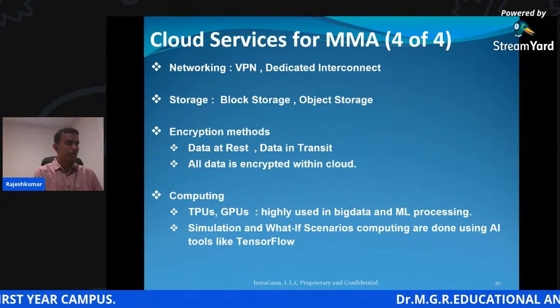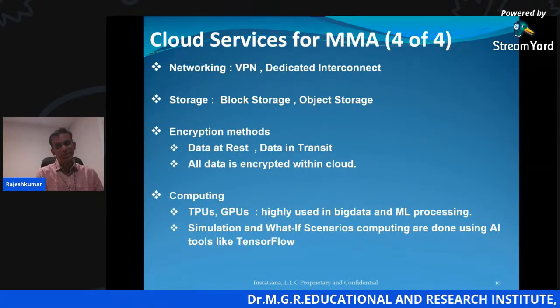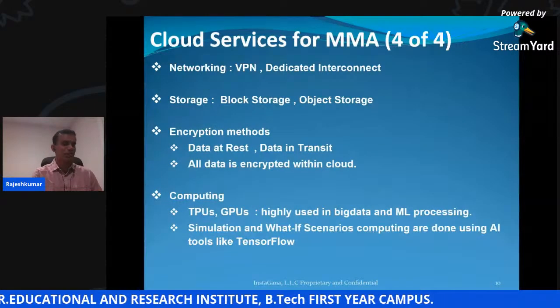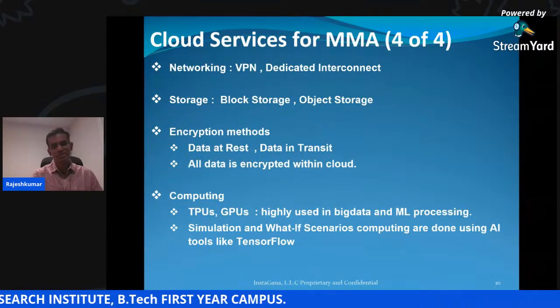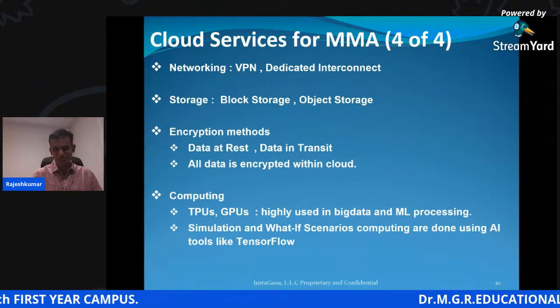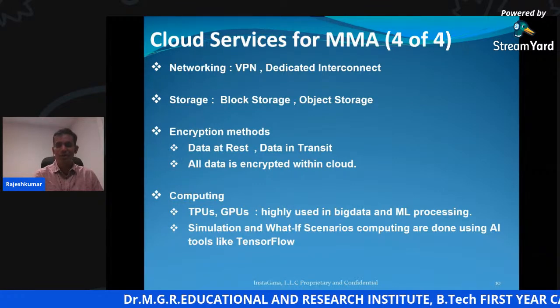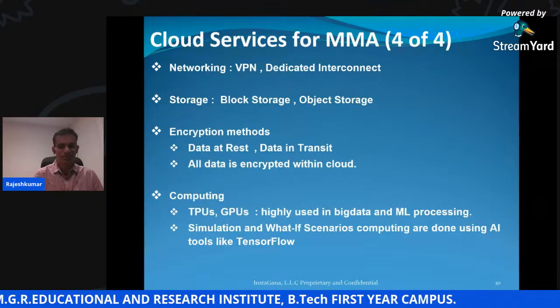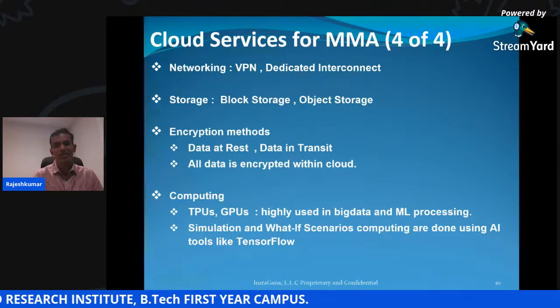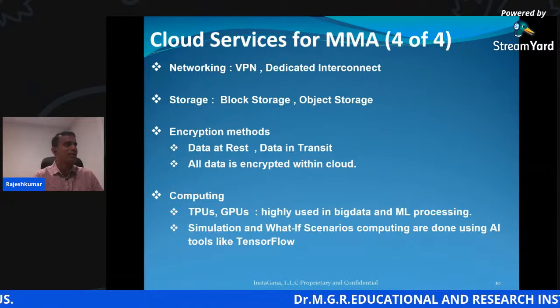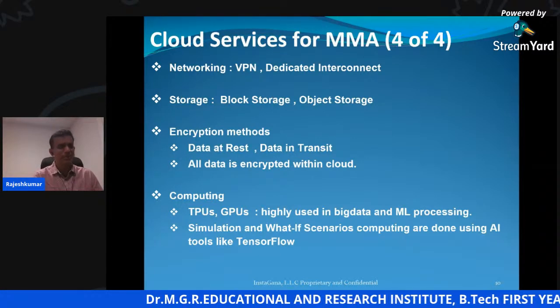When you come to storage, how the data is getting stored is quite significant. You have different types, like block storage and object storage. The way the data is stored in these formats helps in retrieving the data cost-effectively, and based on the use case, the different types are used. And we talked about the security.